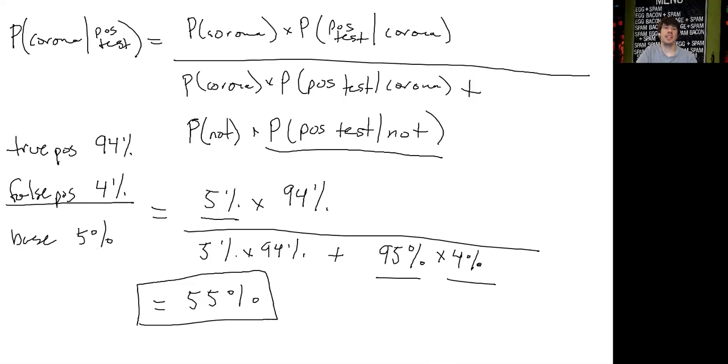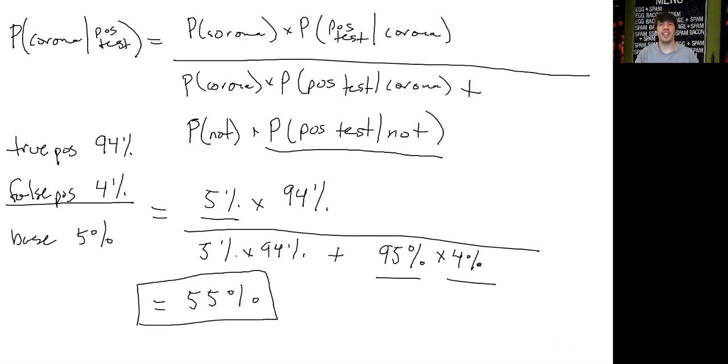Okay, so the point here is that if only 5% of people have had it, and your test has a false positive rate of 4% and a true positive rate of 94%, which is around the 95%, almost balances that, then you get only around a half a chance that you had it if you get a positive test.